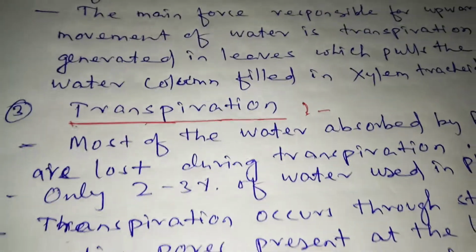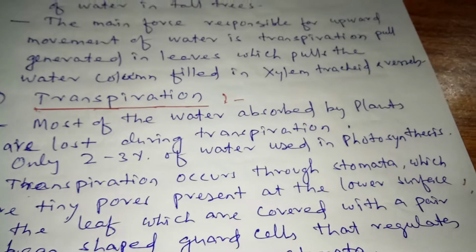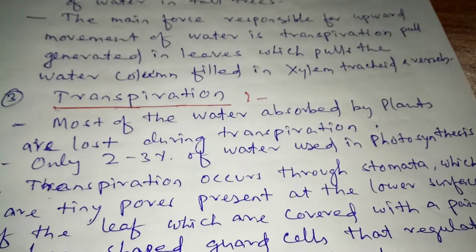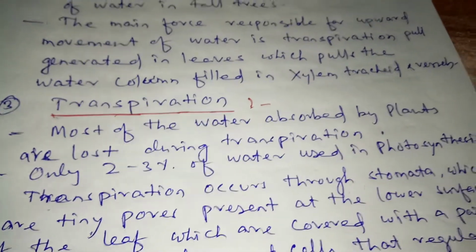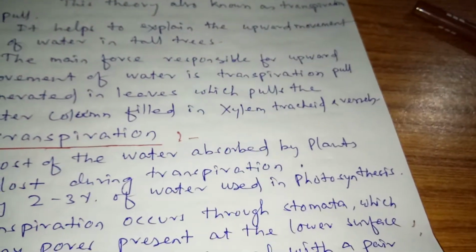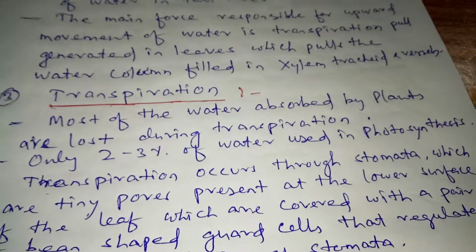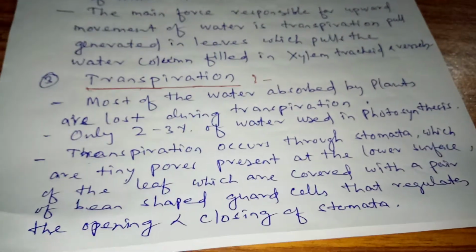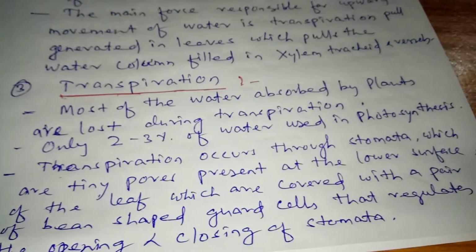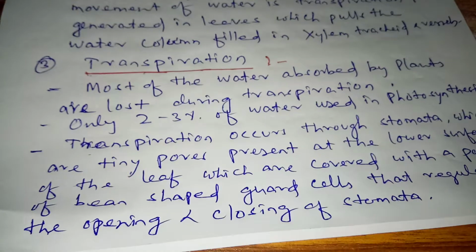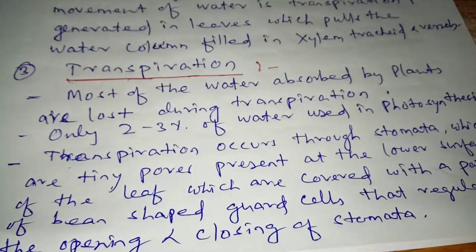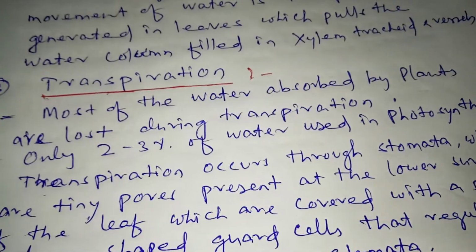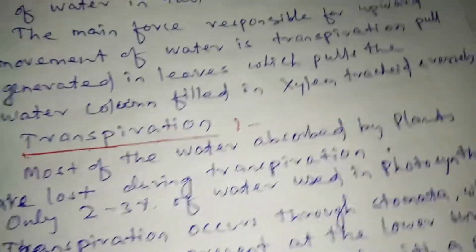Now the third one is transpiration. Most of the water absorbed by plants is lost during transpiration. Only 2 to 3% of water is used in photosynthesis. Transpiration occurs through stomata, which are the tiny pores present mostly on the lower surface of the leaf, covered with a pair of bean-shaped guard cells that regulate the opening and closing of stomata. Students, we have understood the upward movement of water.